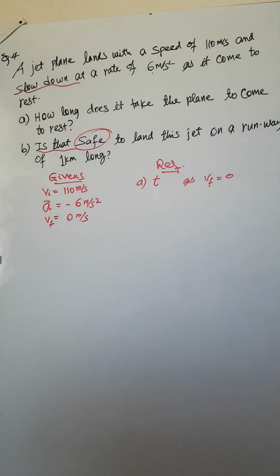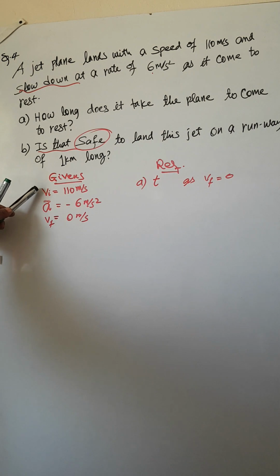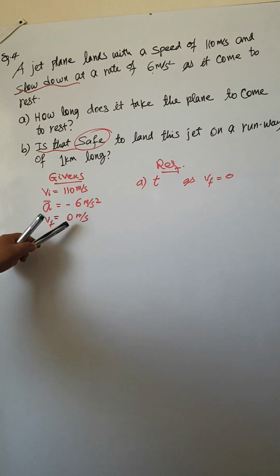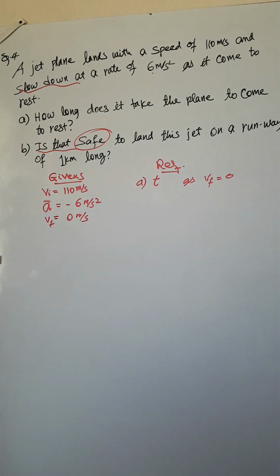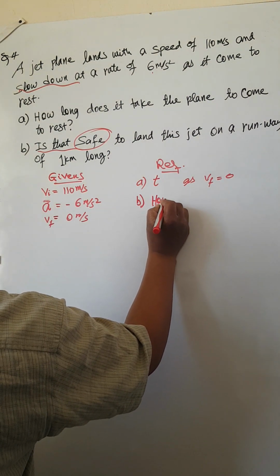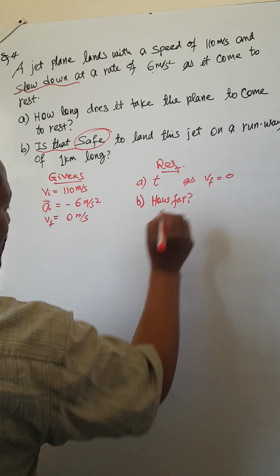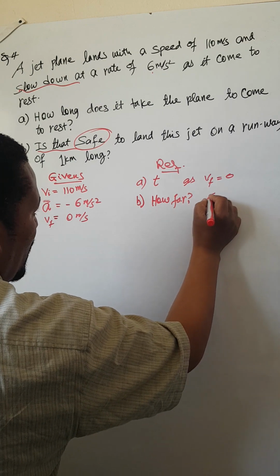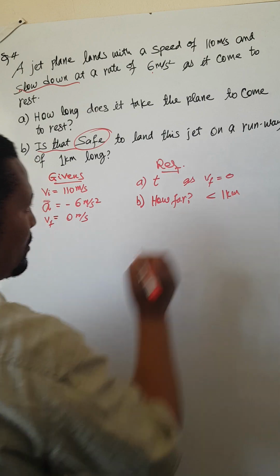We can't say that it's safe or not without knowing how far the plane travels, okay? As its velocity decreases from Vi to V, let's say Vi is 110 to 0 meters per second. So, to say safe or not, we are supposed to find the distance, that is, how far, meaning is that less than 1 kilometer?